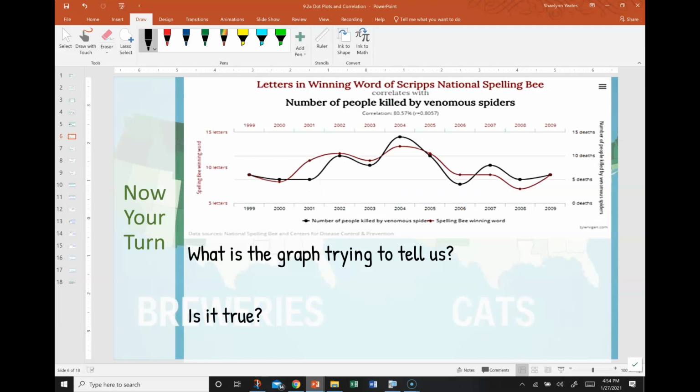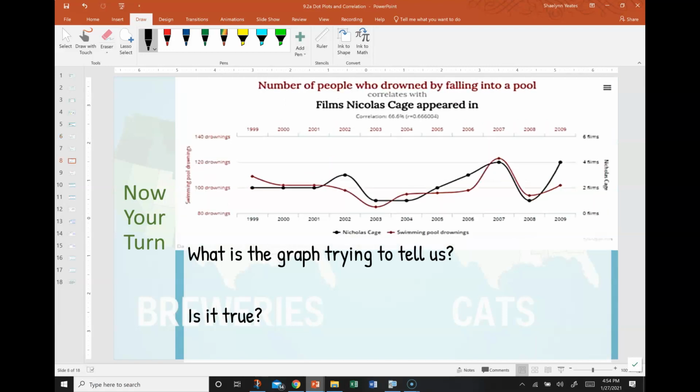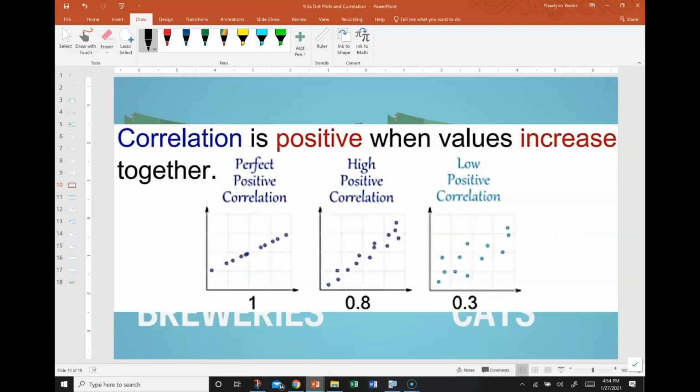Okay, so I want you to go ahead and look at this one. Look at the title and decide what is the graph trying to tell you. And then, is that true? Once you figured out that one, try this one out. So it says the number of people who drowned by falling into a pool, and Nicolas Cage films Nicolas Cage appeared in. Try to figure out what that graph is trying to tell you, and then decide, is it true or not? Okay, and once you finish with that, we'll come back and talk about correlation as values.